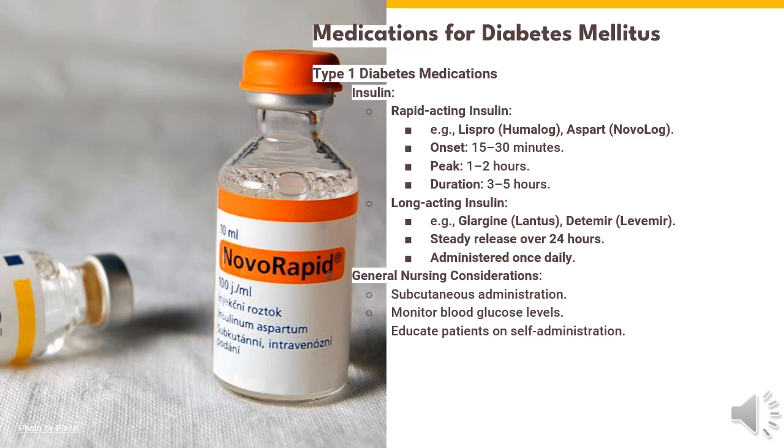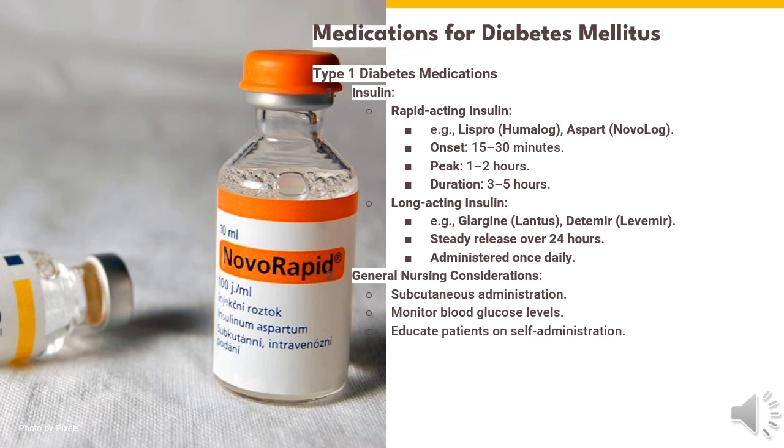So, as we delve into the pharmacological management of diabetes mellitus, particularly type 1 diabetes, our focus is on insulin therapy, the cornerstone of treatment for individuals who lack endogenous insulin production. So let's start with rapid-acting insulin.